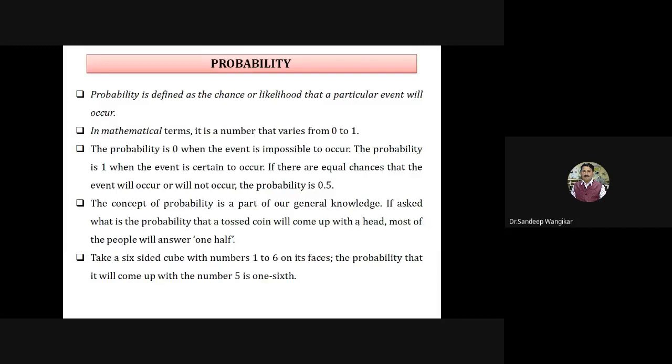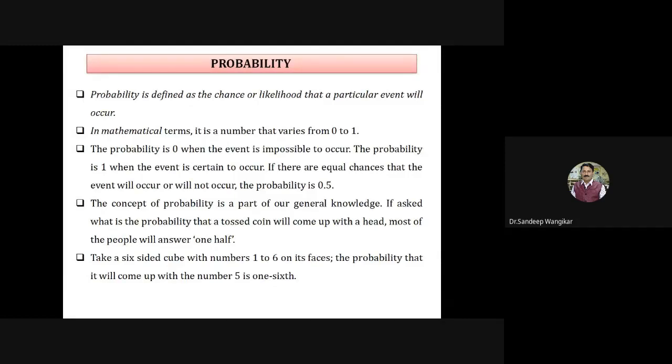When can we say the probability is 0? When the event is impossible to occur. Definitely it is not possible at all to occur, so the probability is 0. We call it probability of 1 when the event is certain to occur. Any example you can fit into this and give your analysis of this probability. If there are equal chances that the event will occur or it will not occur, the probability is 0.5.